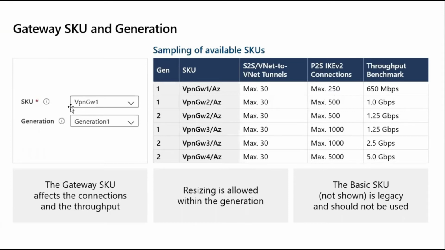So we'll be able to select this SKU when you configure this gateway. So gateway SKU affects the connections and the throughput. Resizing is allowed within the generations. The basic SKU is legacy and it should not be used.